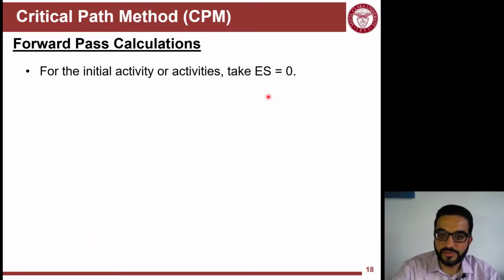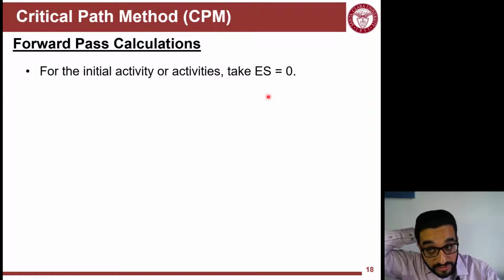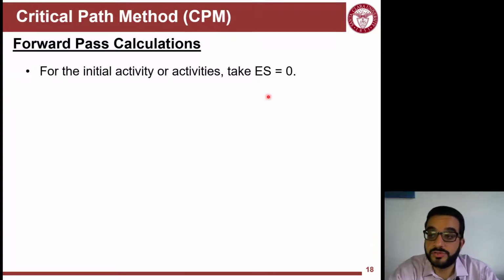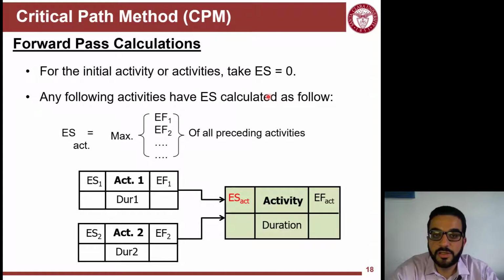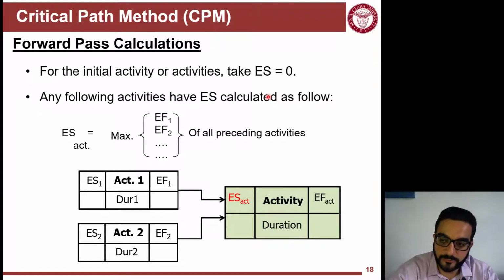So forward pass calculations for the initial activity or activities, early start will be equal to the start of the project, which is 0. And then any following activity, the early start of that activity will be dependent on the early finish of the preceding activities or predecessors. And I will pick the maximum of these.